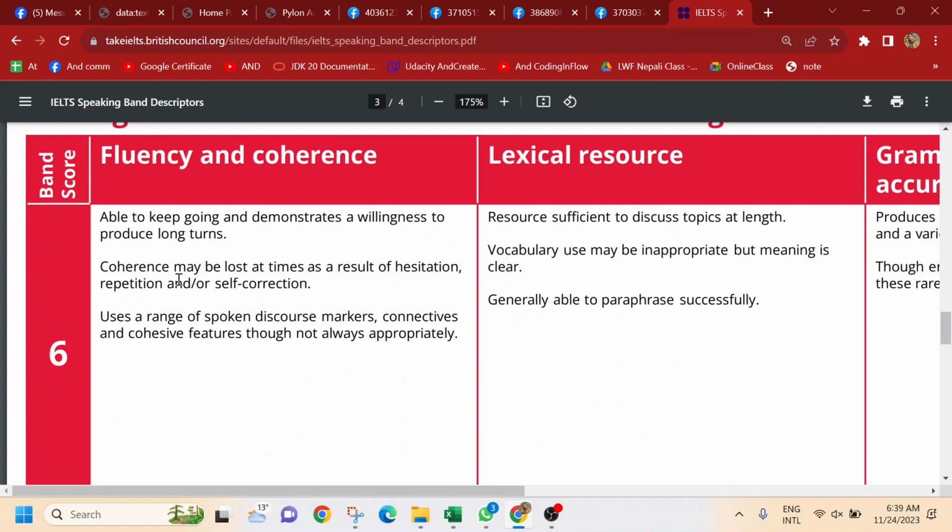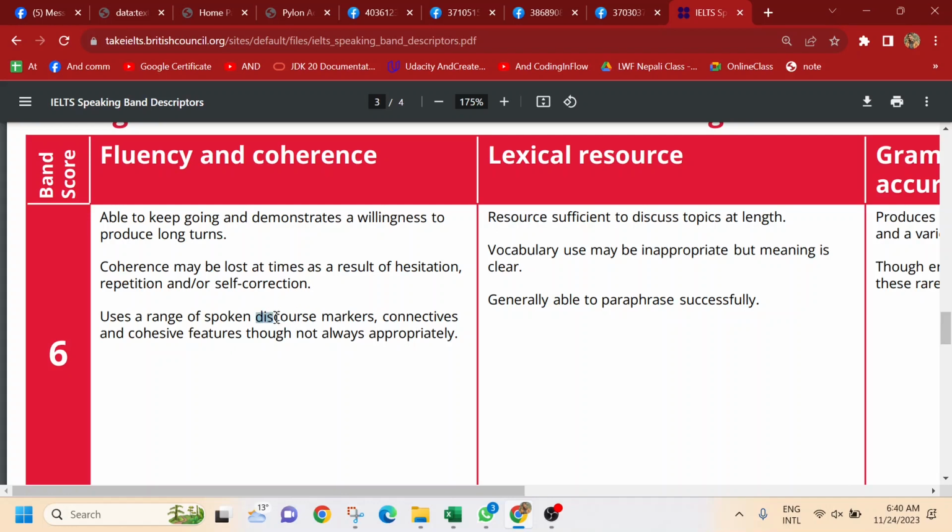So we have fluency and coherence. Let's look at the criteria. Able to keep going and demonstrates a willingness to produce long turns. It means you have a willingness to speak, so you can speak more and more. Next, coherence may be lost at times as a result of hesitations, repetitions or self-corrections. Sequencing could be hampered, but if you make it better, you qualify for more than 6. Uses a range of spoken discourse markers, connectives, and cohesive features, though not always appropriately. This is the main thing that you need to work on.